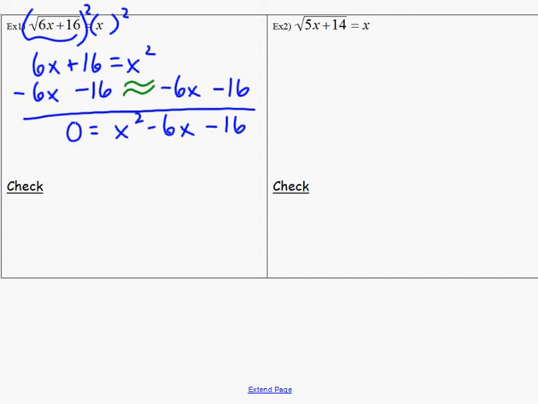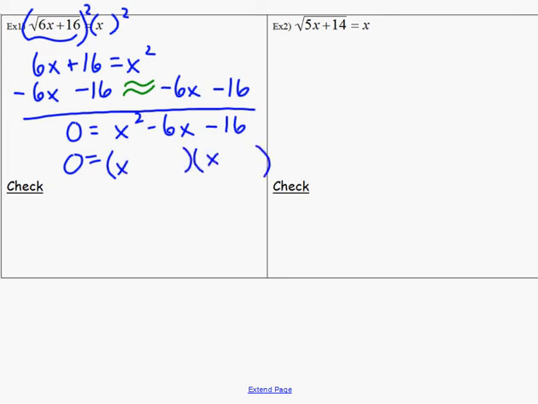Now, once the quadratic equation is set equal to 0, you have a few different methods you can try to solve with. You can try to factor this. You can use the quadratic formula. You could complete the square. Or you could, well, this one will not work with the square root property. So you have those first three methods. Easiest method here is going to be to factor.